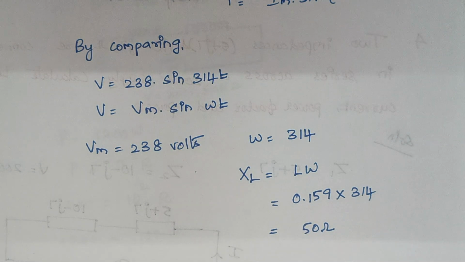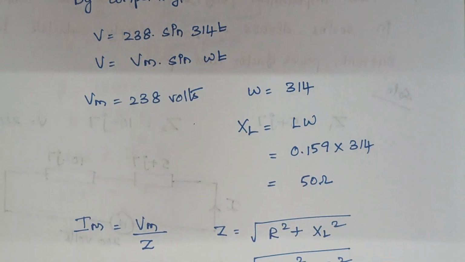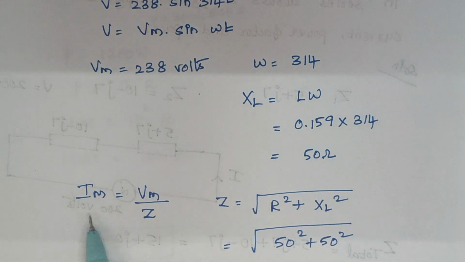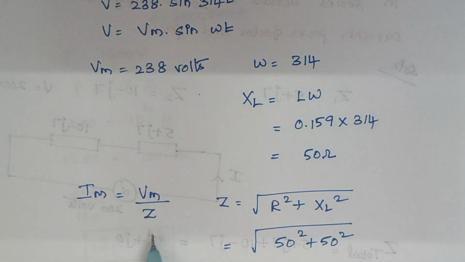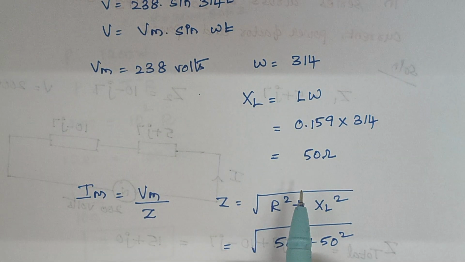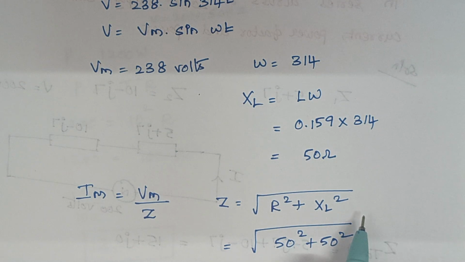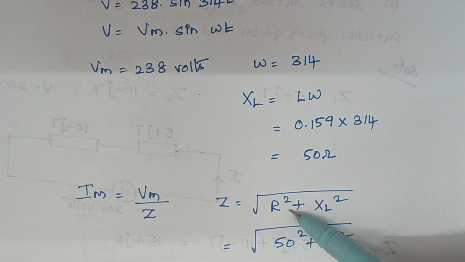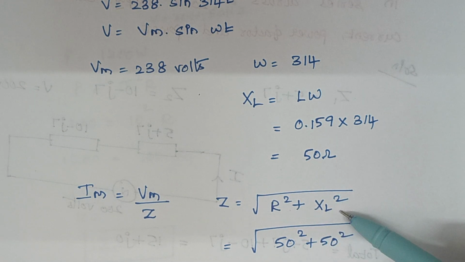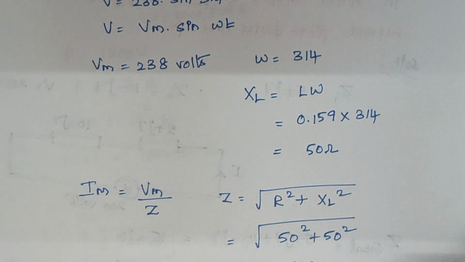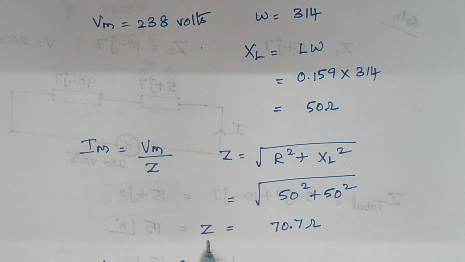And the next thing is we need to find the expression for i. For that, Im is equal to Vm by Z. What is the value of Z here? In an RL circuit, Z is given by square root of R squared plus XL squared. We know the value of R, it is given in the problem, and we calculated XL. So just substitute it and the value of impedance is 70.7 ohms.